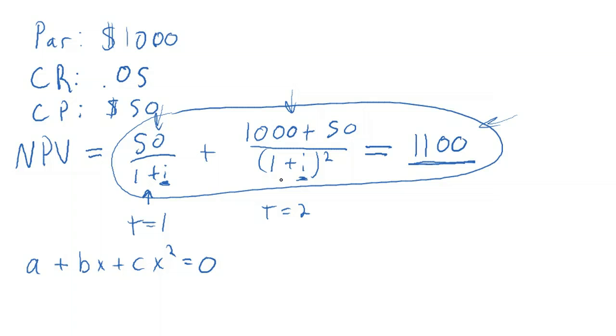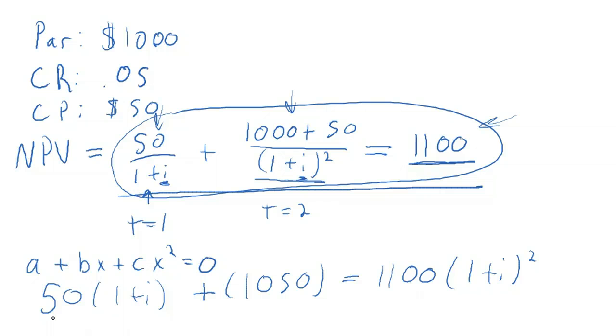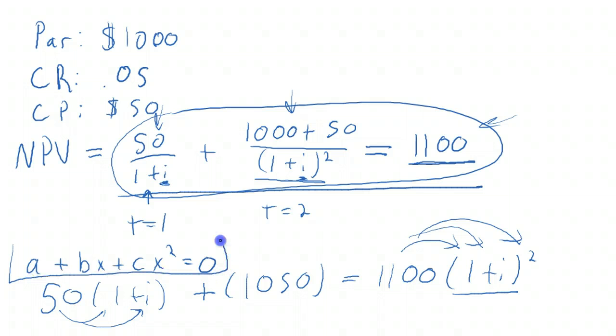The first step in doing that is multiplying both sides by (1 plus i) squared. If you do that, then you get 50 times (1 plus i), plus 1,050, times nothing, equals 1,100 times (1 plus i) squared. We're multiplying both sides of this equation by (1 plus i) squared. Check out the math, you'll see I'm right. Now, if you distribute the 50, and then you multiply out the (1 plus i) squared, and then distribute the 1,100, you can collect all the terms on the left-hand side, and you will get an equation like this. And then you just apply the quadratic formula.